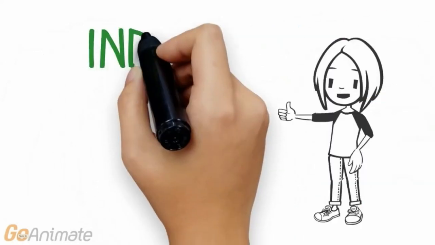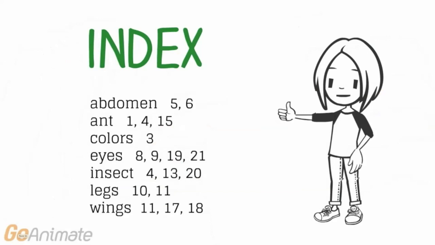The index is usually the very last page of the book or article. It tells you on what pages you can find important information or keywords. Words in the index are listed in alphabetical order.